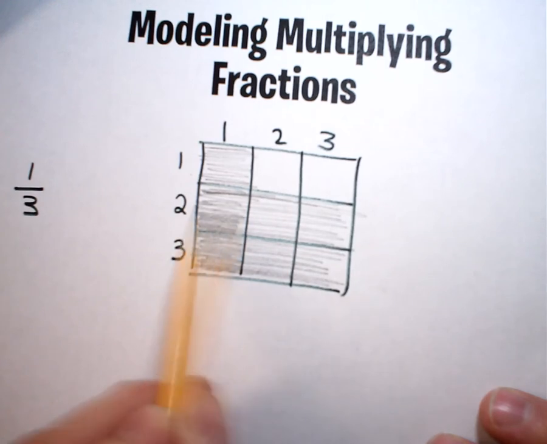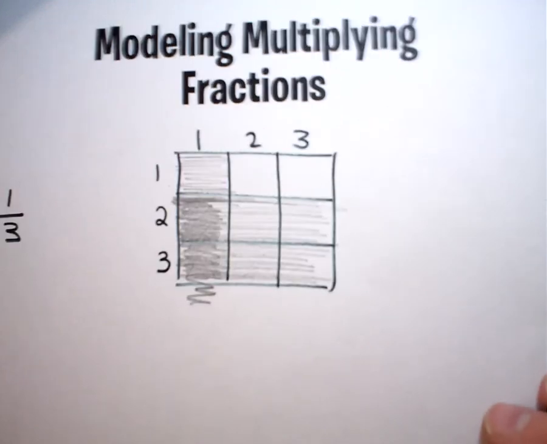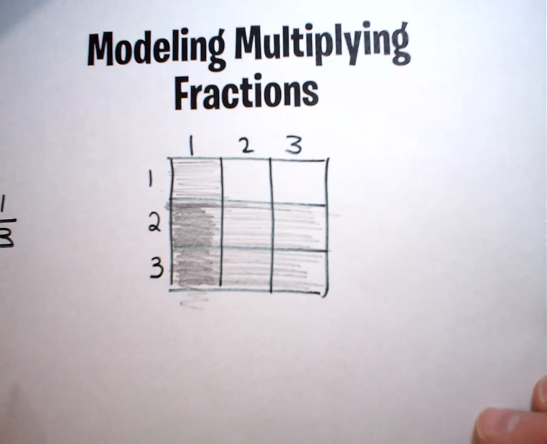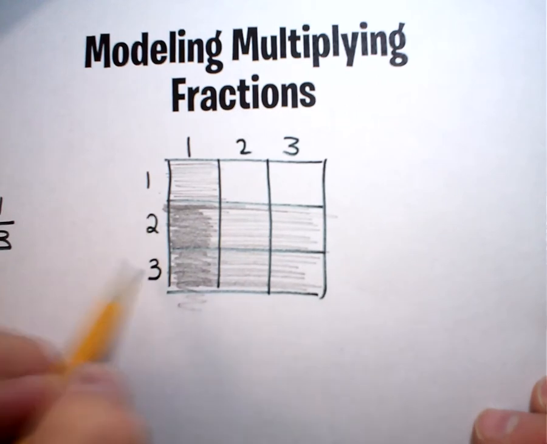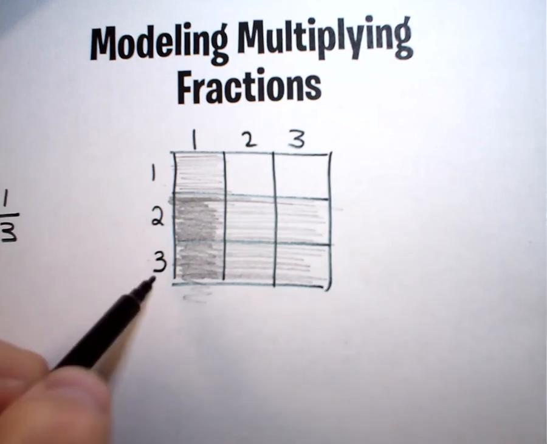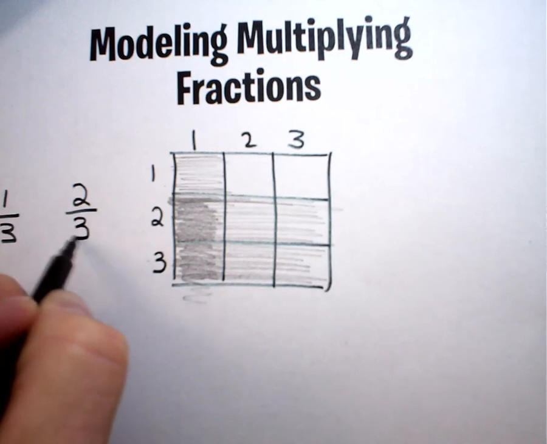I'm going to make this a little darker because they overlap there. So you can see that we have now 2 rows of the 3 rows shaded in. I'm sorry, I keep saying columns. 2 rows of the 3 rows shaded in. So that is 2/3. Okay?